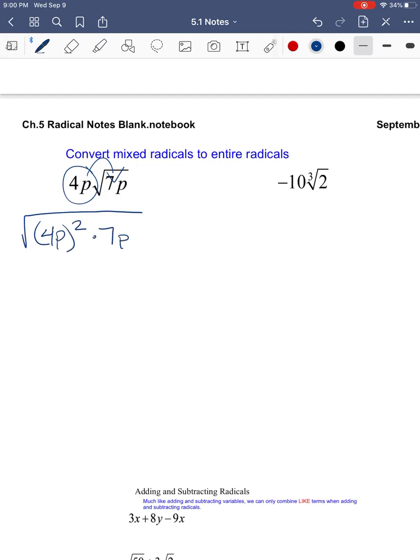And I also have 7p that was already underneath my radical. Well, 4p squared, remember the squared is applied to everything. So 4 squared is 16 times p squared times 7 times p. 16 times 7, 6 times 7 is 42.